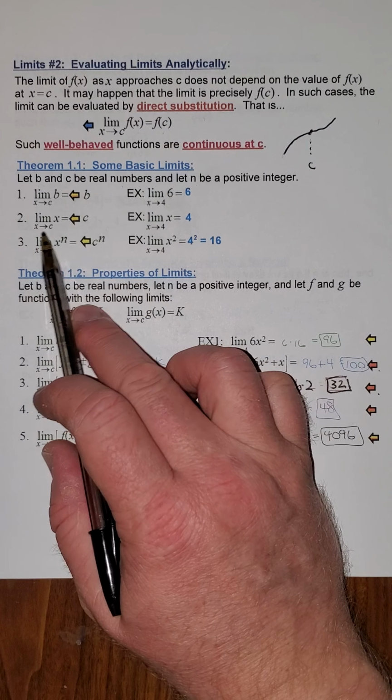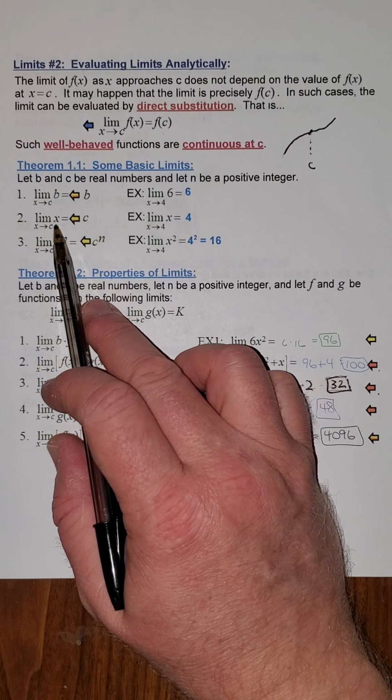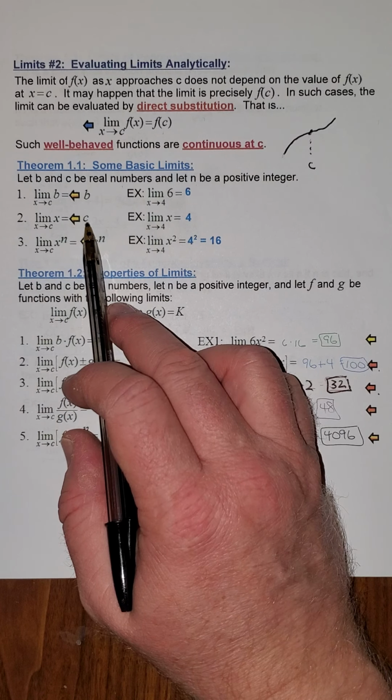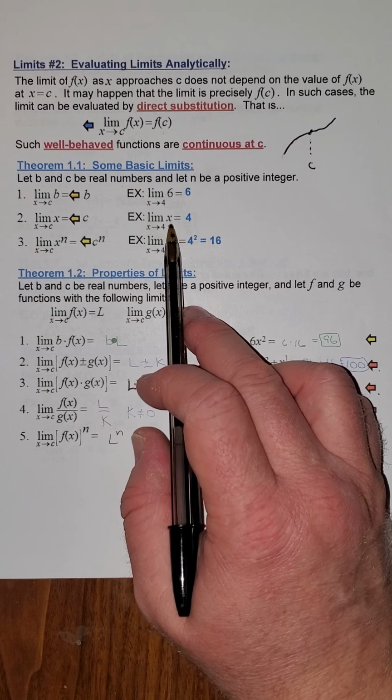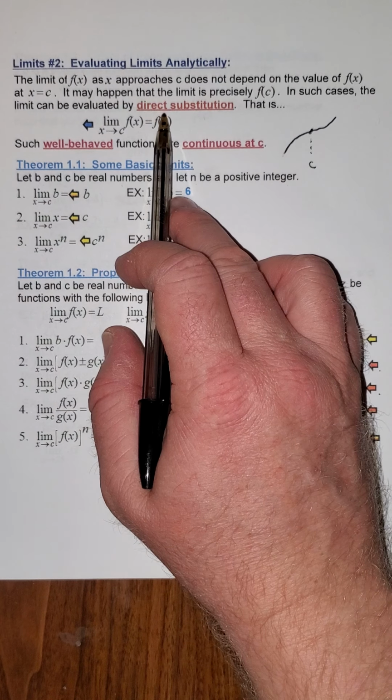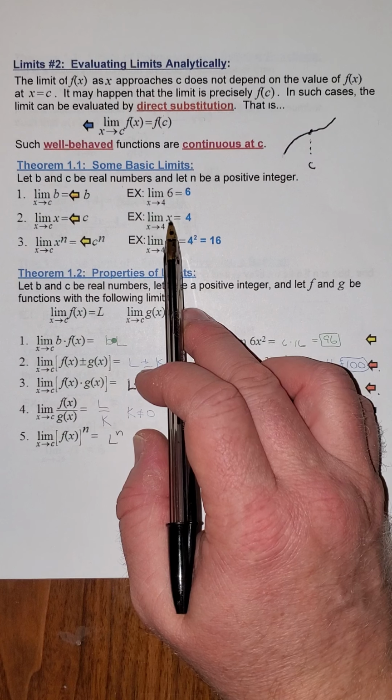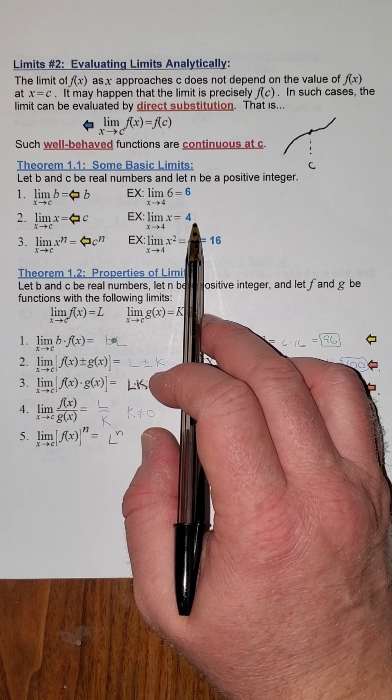This is real simple. As x approaches c of x, you just plug in the number. You get c. So what's the limit as x approaches 4 of x? We're following direct substitution up here. Plug in the 4. The limit is 4.